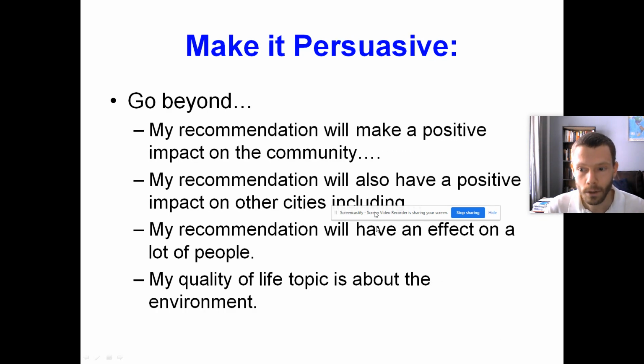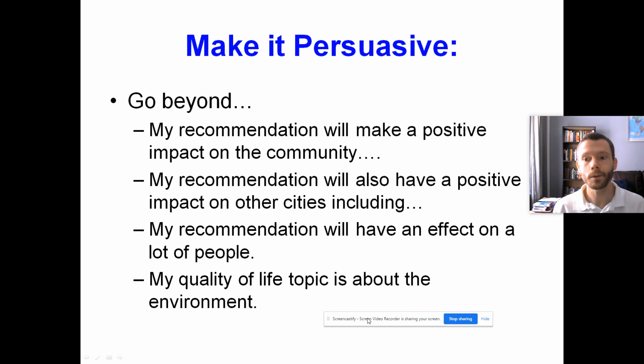Okay, so just to be very clear, this is a persuasive proposal, so you want to go beyond some of these statements here. So for example, don't just tell us what your topic is. Like, my quality of life topic is about the environment. Oh, okay, that's cool. So what? Like, how are you going to help the environment with your idea? My recommendation is going to make a positive impact on the community. Okay, how? Who specifically are you planning to help and why do you think it's going to work?